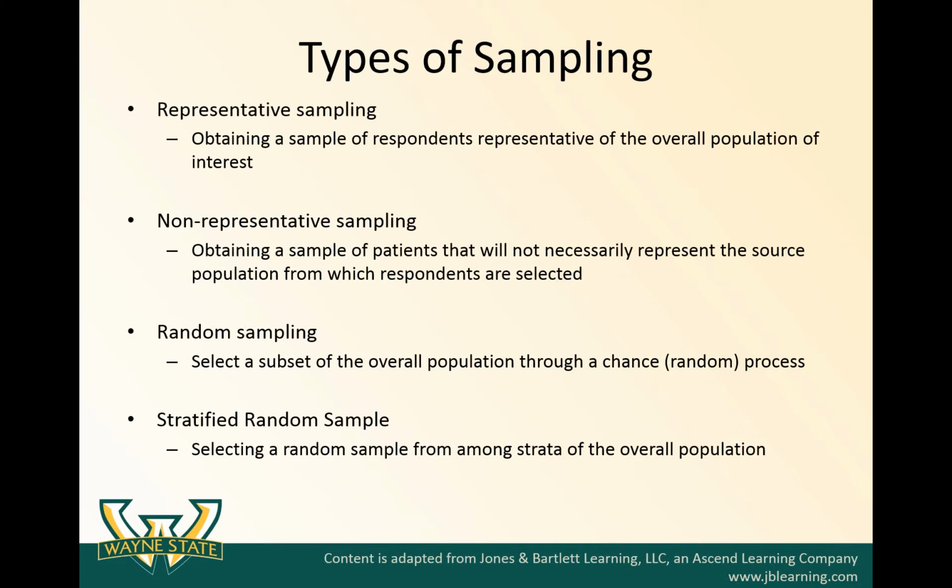And then you have a stratified random sample. So this is where you would select a random sample from among strata of the overall population. Again, this ensures a random selection process, which includes a representative sample of respondents for an important characteristic of interest. So for instance, the sample being balanced on age. But in order to do this successfully, it requires a good understanding of the characteristics of the strata for the source population.